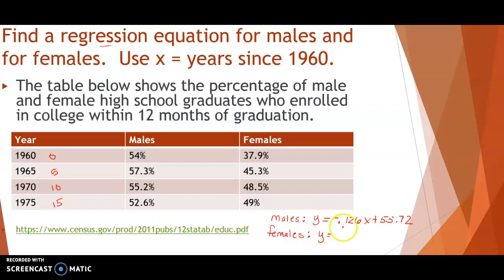So for females, we got 0.73x plus 39.7. All right, so we'll keep those two formulas in mind as we go on to the next slide, where it actually asks us to do some questions.